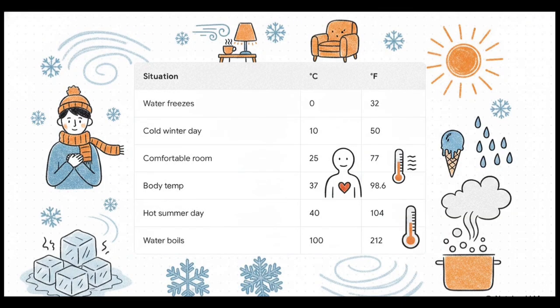Starting at the bottom, we have freezing ice, 0 degrees Celsius or 32 degrees Fahrenheit. Step outside on a brisk, cold winter day, and you're feeling about 10 degrees Celsius, which is 50 Fahrenheit. Head back inside to a comfortable room, and you're sitting at 25 Celsius or 77 Fahrenheit. Your own normal body temperature is 37 Celsius, which is that super familiar 98.6 Fahrenheit. A brutally hot summer day hits 40 Celsius, crossing that 100-degree mark to 104 Fahrenheit. And finally, a rolling boil on your stove is 100 Celsius or 212 Fahrenheit.